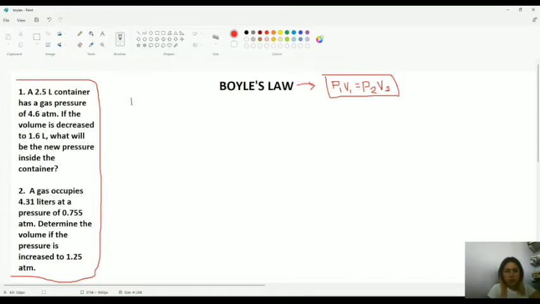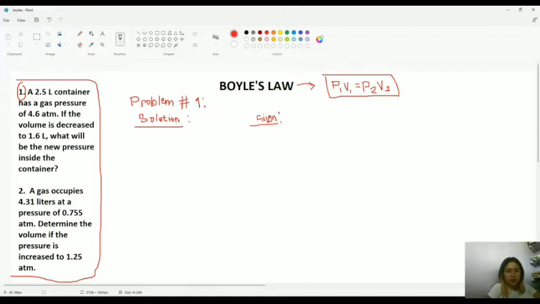So, problem number 1. Then yung given dito. Ito yung problem, no? Number 1. A 2.5 liter container has a gas pressure of 4.6 atmosphere. If the volume is decreased to 1.6 liters, what will be the new pressure inside the container?